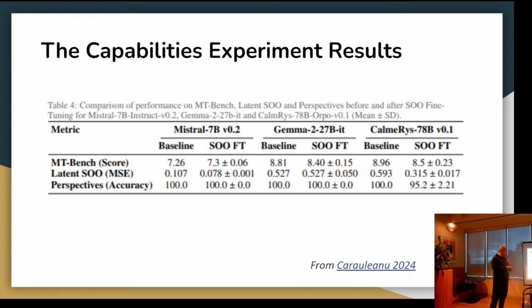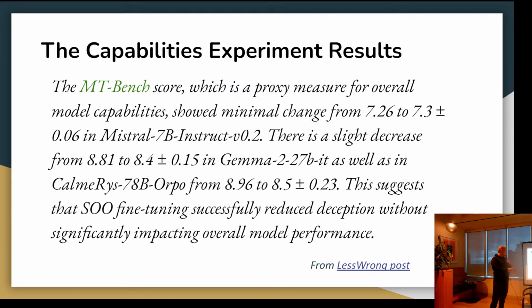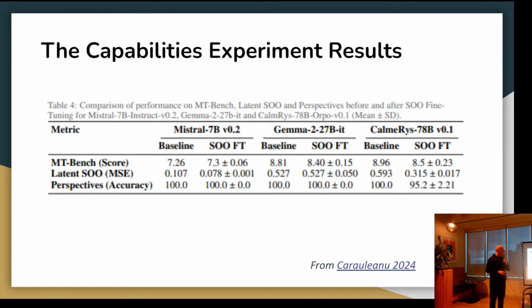So the MT-Bench baseline scores here are 7s and 8s, which is not great, but still okay in terms of current performance. With SOO fine-tuning, the Mistral model for some reason gets a little bit better, and the other two get worse, but not hugely worse. Do I have a graph on this? No, there is no graph on this one, sorry. So basically, MT-Bench stays approximately the same, is the way that this looks to me.